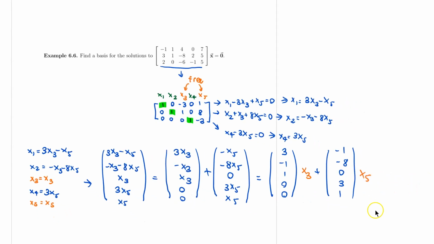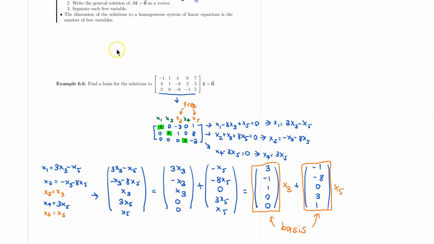So what that means is I can think of these two vectors that I have as just a basis for my vector space. So whatever I have here is just a span of these two orange vectors here. So these two orange vectors are going to be a basis for my vector space. And let's also notice that the dimension of the solution to this system is going to be the same as the number of free variables. Notice that I have two free variables, which are x3 and x5 to begin with, and that will correspond to the number of basis vectors that I have in the end as well.